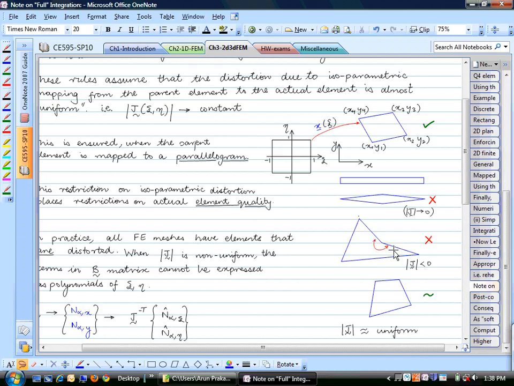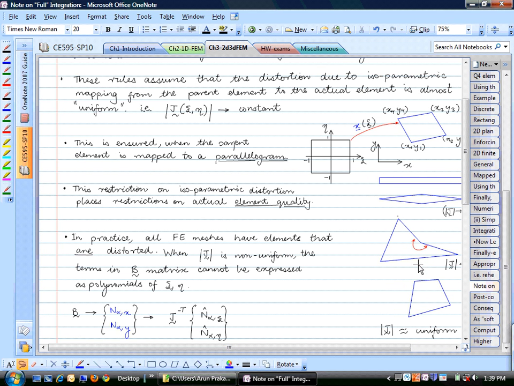Another bad type of element is this, where you are mapping a square to a quadrilateral where one of the angles is more than 180 degrees. So what happens in this case is that, let's say, this is the corner that gets mapped to a reentrant corner. So the value of J in this quadrant will go negative, meaning that, if it were a physical problem, you have crushed the element into itself and gone negative. So whenever this J matrix, or this Jacobian, turns out to be negative, that's also not a very good element to have in your mesh.